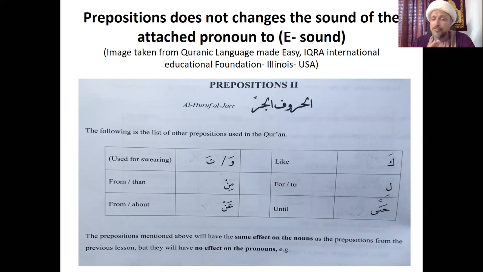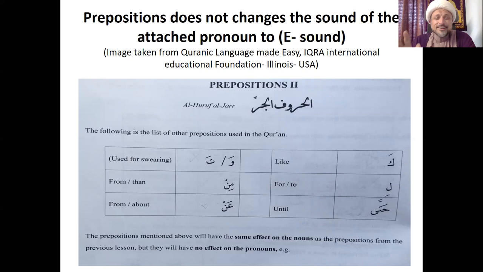Full-fledged pronoun. Min, let's say. Minni. Minna. So minnai? No. Minka. Minkai? No. Minki. Ki is originally E. Minkuma, minkumai, no. Minkumi, no. Minkunnai, no. No, only minkum. They are not changeable.